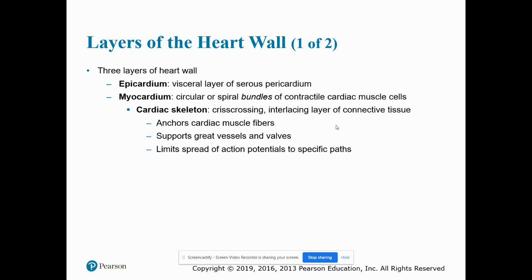There are 3 layers of the heart wall: an epicardium, a myocardium, and an endocardium. And endocardium is on the other page. So epicardium is the visceral layer of the serous pericardium. The myocardium is circular or spiral bundles of contractile cardiac muscle cells.